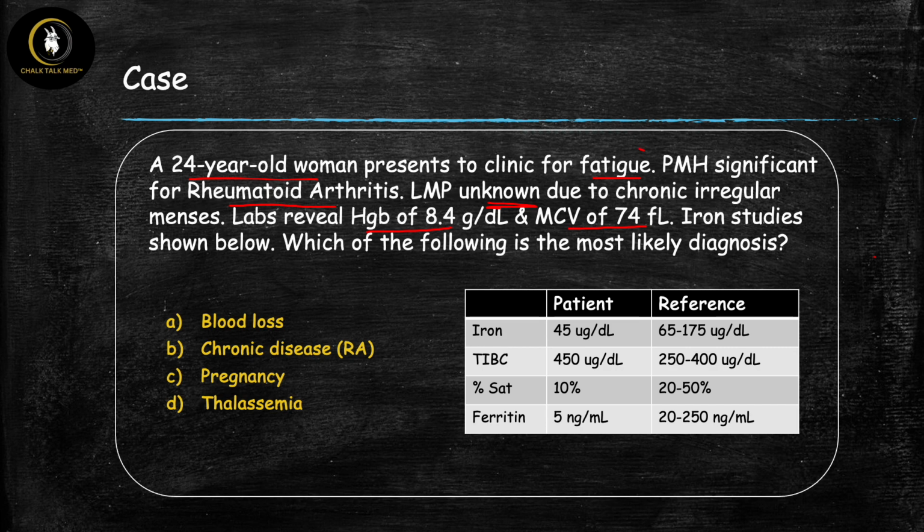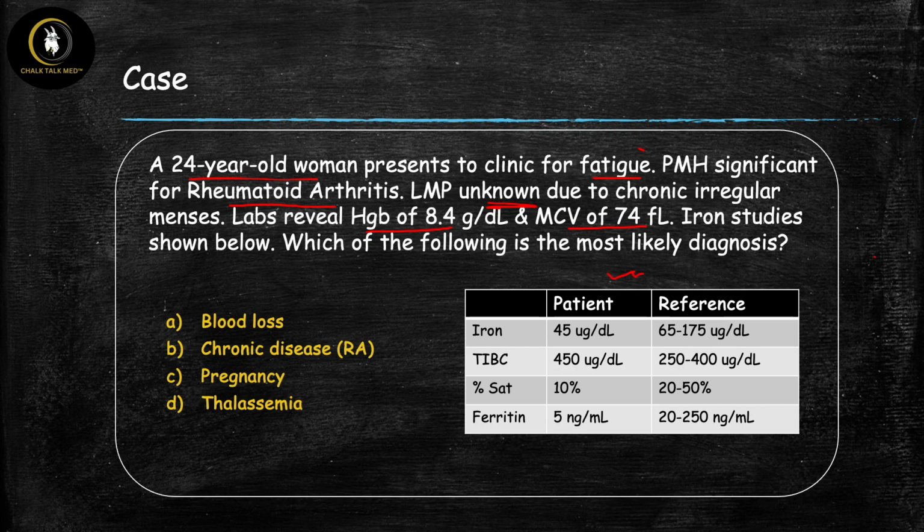We also know she has RA, and we don't know when the last menstrual period was. Iron studies are shown right here, so that means we probably have to interpret them, and which of the following is the most likely diagnosis or cause of her symptoms. So in a situation like this, with this kind of question, I would look at the iron studies first and try to interpret what state of iron studies this patient has, which one of the states that we talked about, and then look at our answer choices and figure out which one matches the iron studies. So let's start doing that.